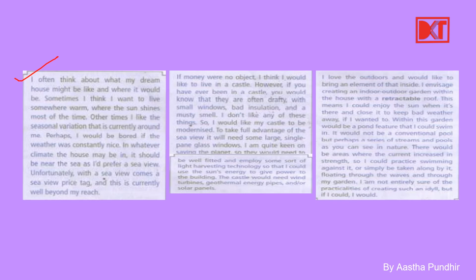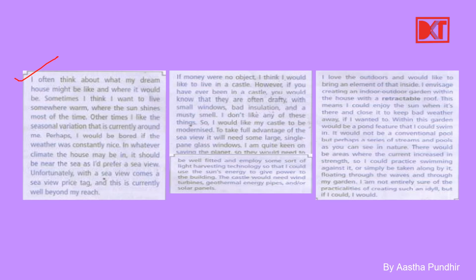Right. Then this person says, I love the outdoors and would like to bring an element of that inside. I envisage creating an indoor-outdoor garden within the house with a retractable roof. This means I could enjoy the sun when it's there and close it to keep bad weather away, if I wanted to. Within this garden would be a pond feature that I could swim in. It would not be a conventional pool, but perhaps a series of streams and pools as you can see in nature.